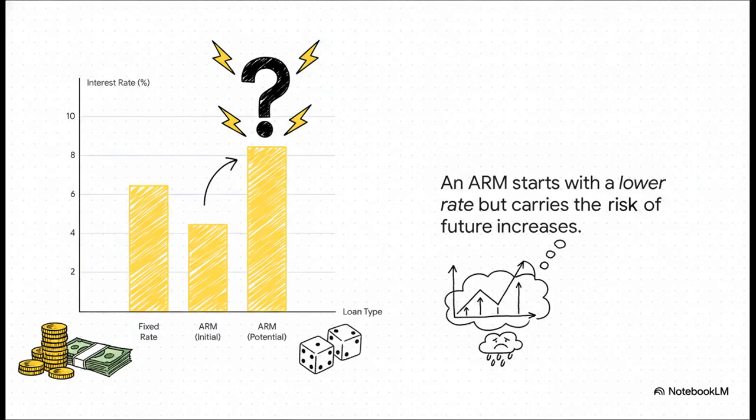And this chart just lays out the gamble perfectly. See, you start out with that nice low rate, lower than a fixed mortgage. Your payments are smaller, but you are absolutely rolling the dice. If those market rates shoot up, so does your payment. You could end up paying way more over the life of the loan. You're basically making a bet that rates will stay put or that you'll move or refinance before they climb too high.